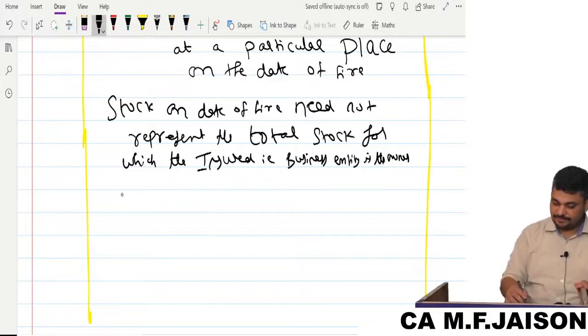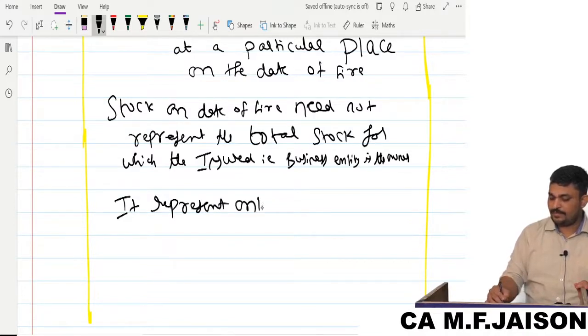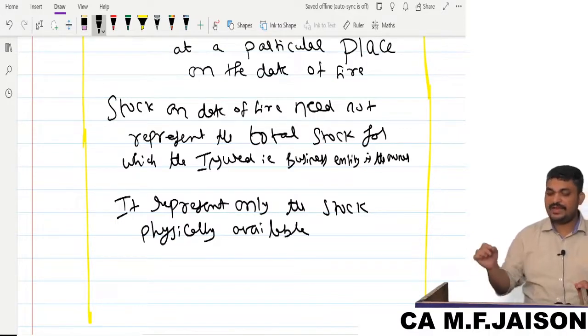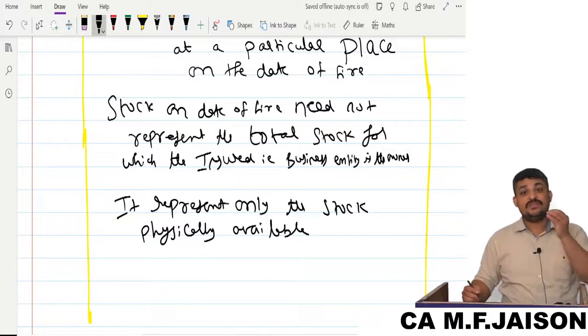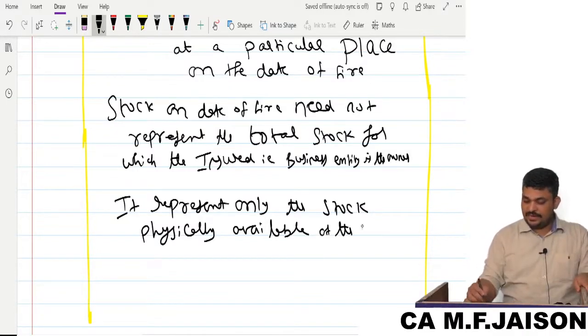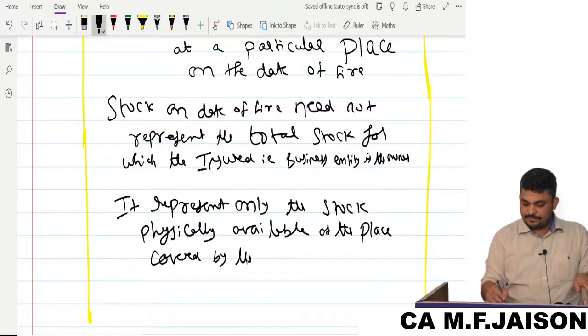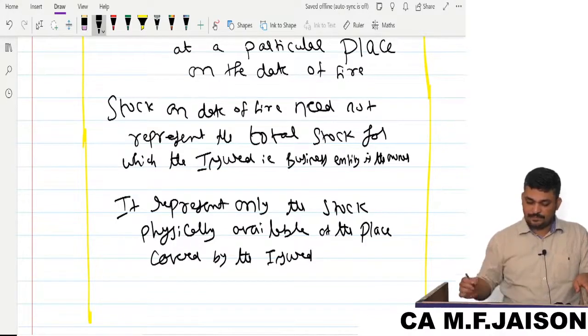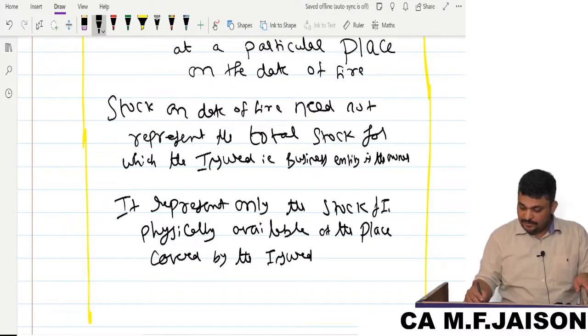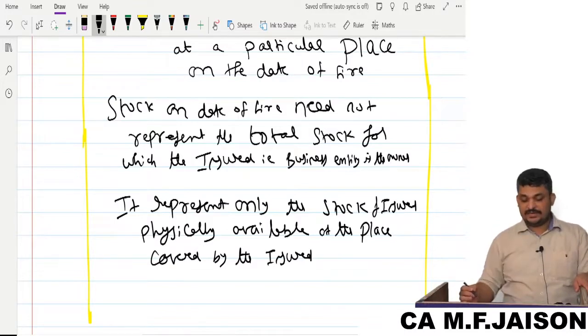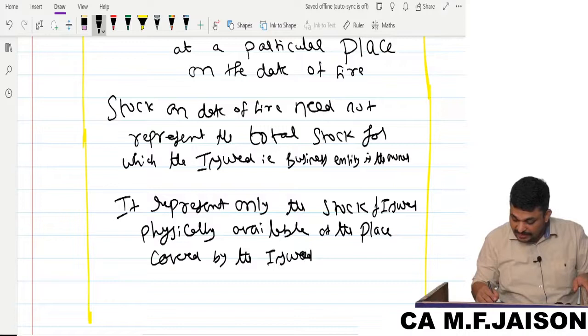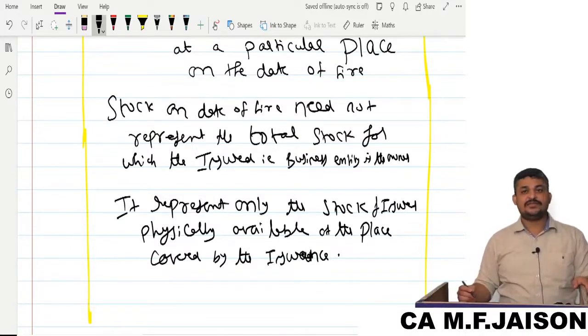Then what does it represent? It represents only the stock of the insured physically available at the place covered by the insurance. Place covered by the insurance, that is what we should understand.